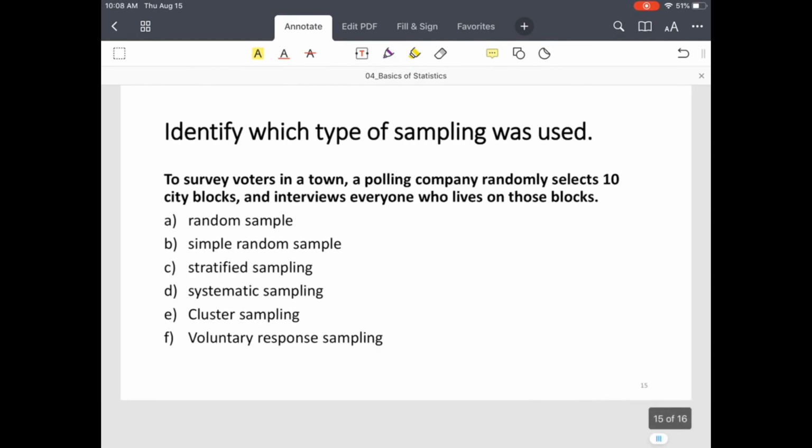All right, and then this next one, to survey voters in the town, a polling company randomly selects 10 city blocks and interviews everyone who lives in those blocks. Okay, so now you've got 10 blocks, and then you're interviewing everybody in it. That's clustered because you separated your population into clusters or these groups.